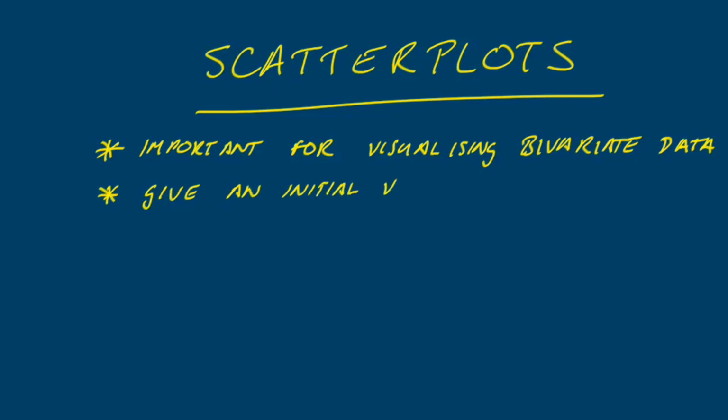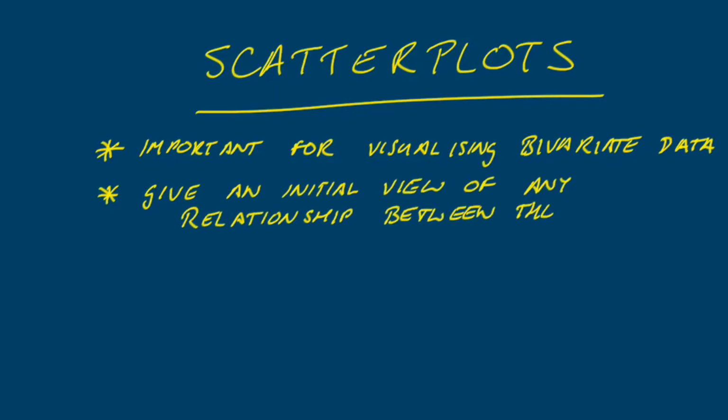So if you look at scatterplots, you can find out all kinds of important things. If there's a relationship between one variable and another, so if there is a correlation between them, then you'll probably be able to see that in the scatterplot.